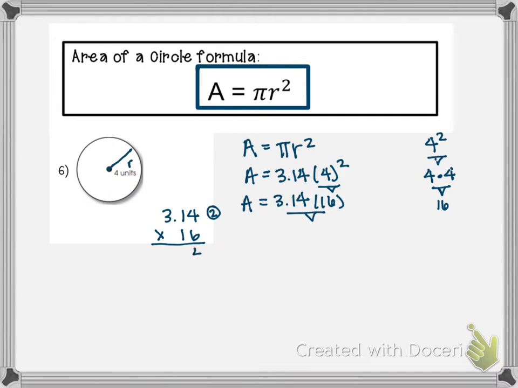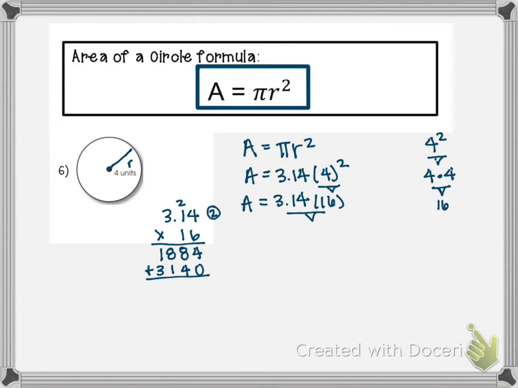6 times 4 is 24. 6 times 1 is 6, plus 2 is 8. And 6 times 3 is 18. A 0 for a placeholder. 1 times 4 is 4. 1 times 1 is 1. And 1 times 3 is 3.